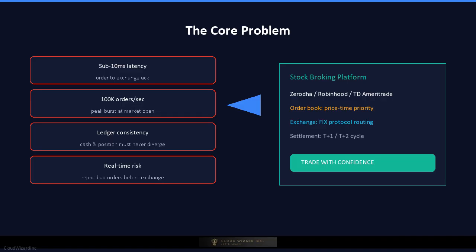Now multiply that by millions of concurrent users during a market open, a flash crash, or a meme stock frenzy. The system must handle order bursts of hundreds of thousands of orders per second, maintain strict consistency between the order book and the ledger, enforce real-time risk controls that prevent margin breaches and fat finger errors, and still deliver sub-10 millisecond end-to-end latency. Getting any of this wrong means financial loss, regulatory penalties, or a complete loss of user trust.